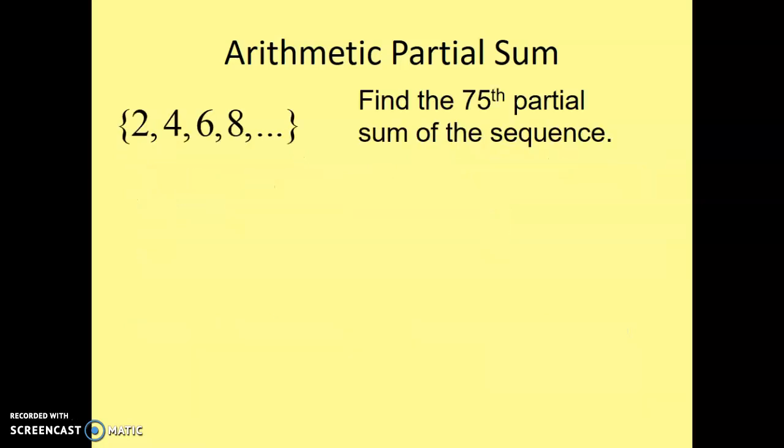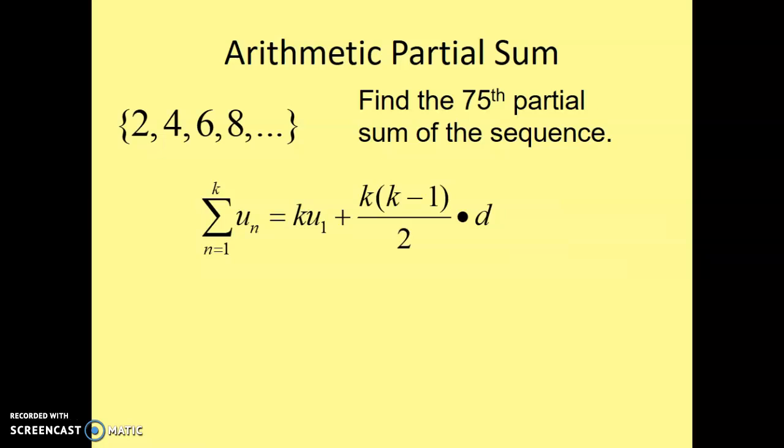So here's an example. Here's our sum. It's 2, 4, 6, 8. This is an arithmetic sequence because it is going up by a common difference of 2. We want to find the 75th partial sum. So we're going to use the formula for arithmetic sequences. You should have had a chance to write that one down in the box above in your notes.